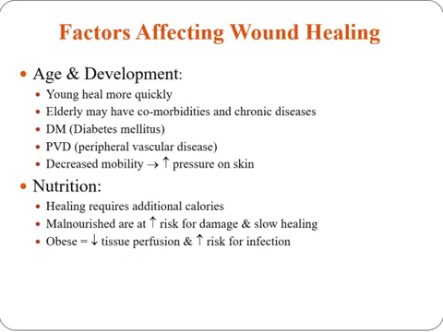Okay, so factors affecting wound healing. So the young people always heal more quickly. Remember when you were a kid and you'd get a cut and it would just heal in a few days? Well, not so with the elderly. They have a lot more health issues and comorbidities and chronic diseases that just slow wound healing. So diabetes is a major one that slows wound healing. Also peripheral vascular disease, because you have less blood flow to those areas. Decreased mobility puts more pressure on the skin, puts you more at risk for injuries.